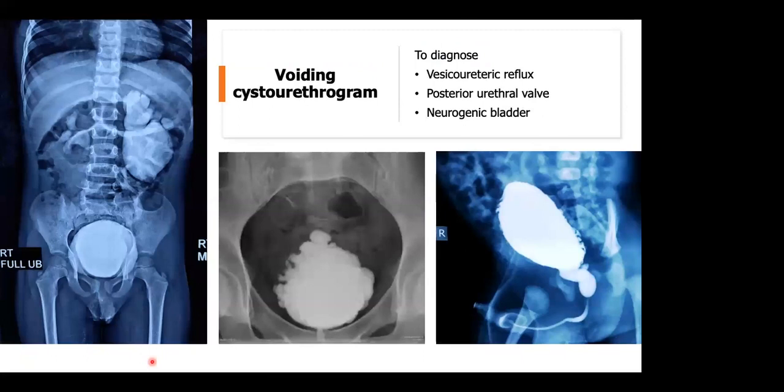Voiding cystourethrogram or micturating cystourethrogram would be needed in certain diseases like vesicoureteric reflux, posterior urethral valve, and neurogenic bladder. These are the typical appearances of posterior urethral valve with a dilated posterior urethra, and the inverted fir tree appearance in neurogenic bladder, and the reflux, as you can see here.